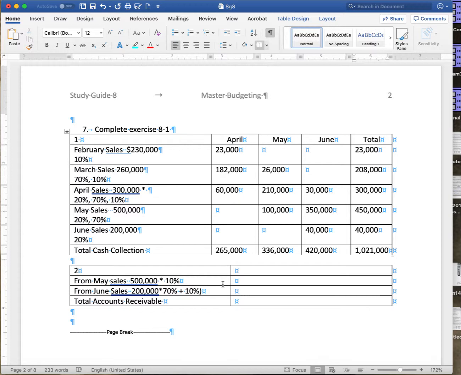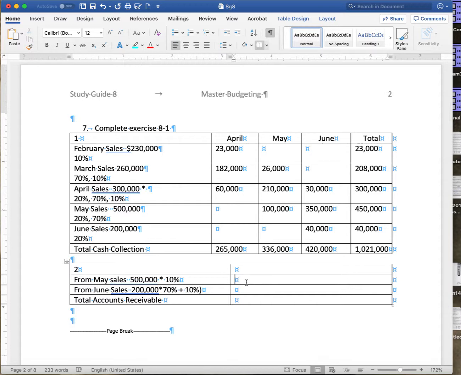Now, part 2 asks for our accounts receivable. How much did we not collect in the second quarter, and how much do we need to collect in that third quarter? Well, that's easy. I know in July, I'm going to collect 10% of May sales. So 500,000 times 10%, which will be collected in July, is going to be $50,000.